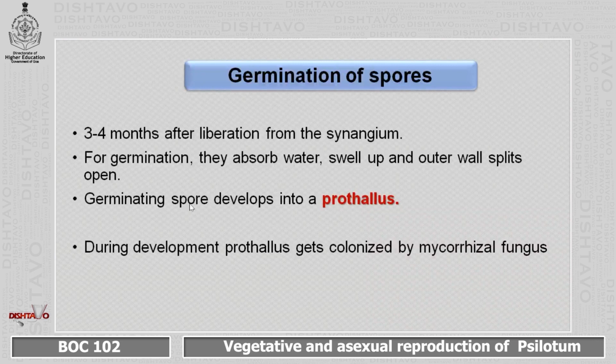It is initially a single cell which will undergo mitosis to produce many cells, and it will give a structure which is called a prothallus. This is the gametophytic phase. The prothallus is the thallus, that is the gametophyte of the plant. During the development, the prothallus gets colonized by mycorrhizal fungus. The prothallus of Xyloterm has mycorrhizal association. So this is the point when the germination and the development of the prothallus happens. That is the time when the mycorrhizal fungus will come and colonize the prothallus.